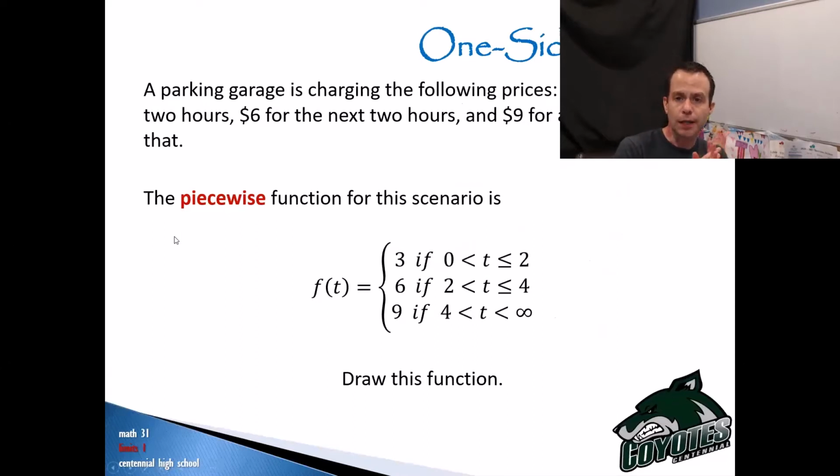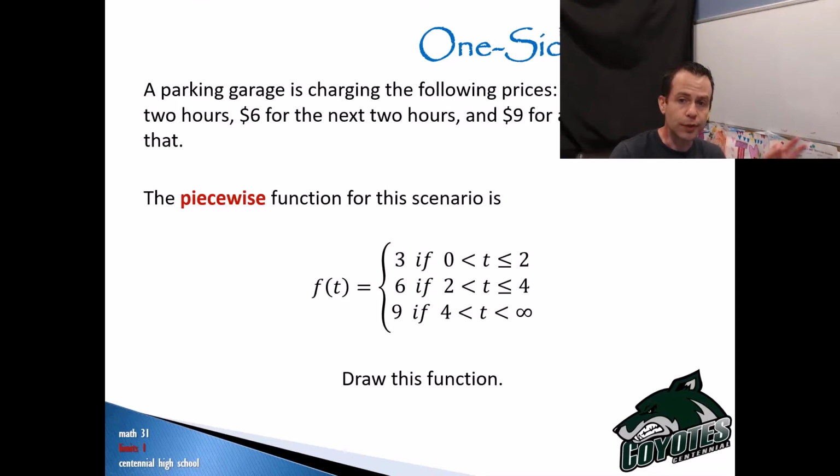Okay, so to start with, I want you to think about this scenario. A parking garage is charging the following prices: $3 for the first 2 hours, $6 for the next 2 hours, and $9 for any time after that. The piecewise function for this scenario would be this: f of t is the name of our function, and we say 3 if t, for time, is between 0 and 2. I want you to really look at the symbols here. It has to be greater than 0, and then it has to be less than or equal to 2. Okay.